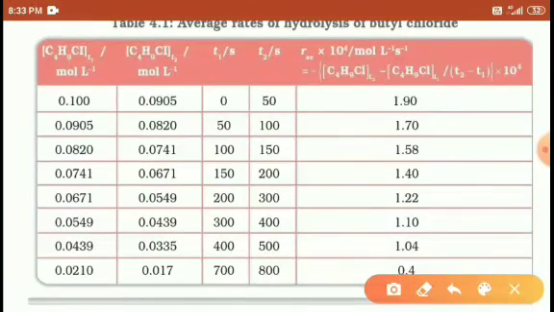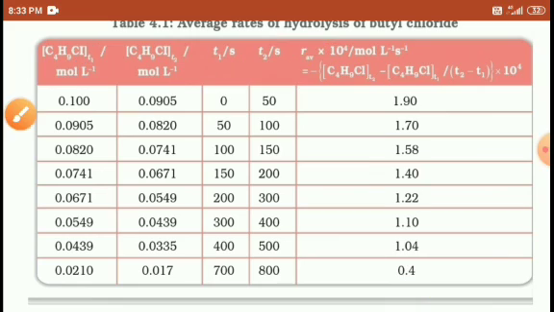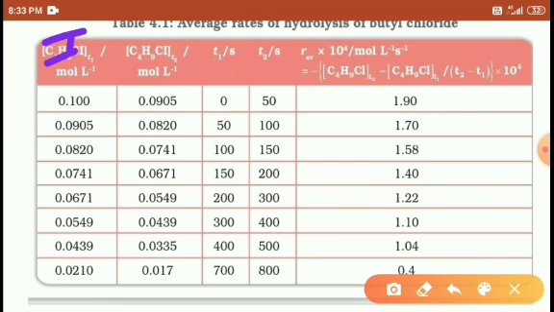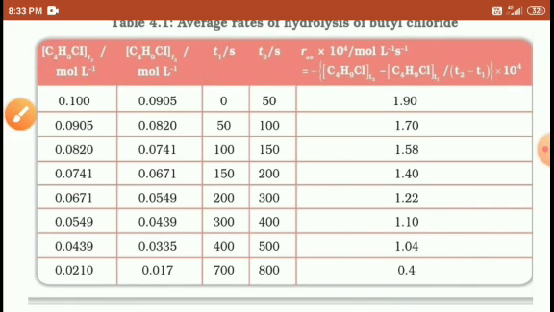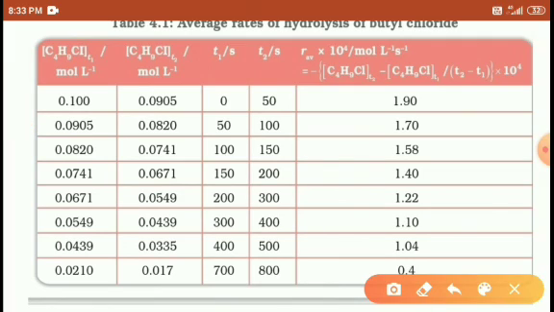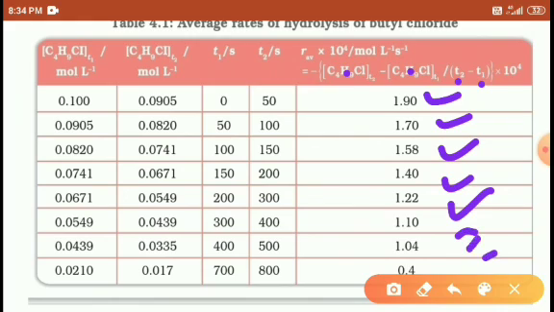So we are using here the initial concentration, final concentration, initial time, final time. This is the initial concentration, this is the final concentration, this is the initial time, this is the final time. Then we use the final concentration minus initial concentration divided by the final time minus initial time. Then we get these different concentrations. Right, students? This is already given in your NCERT.